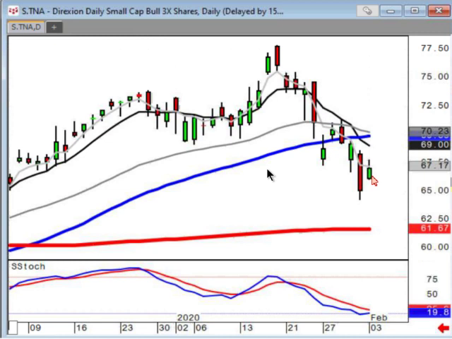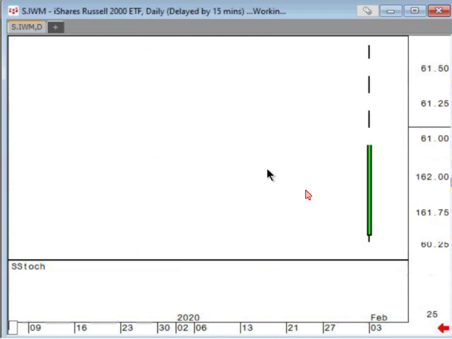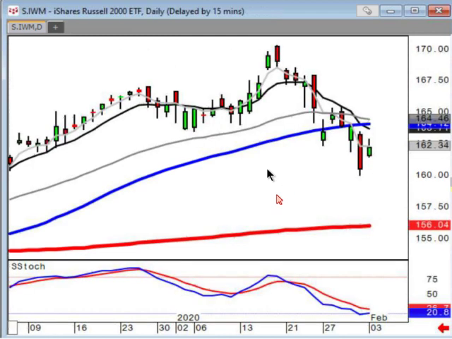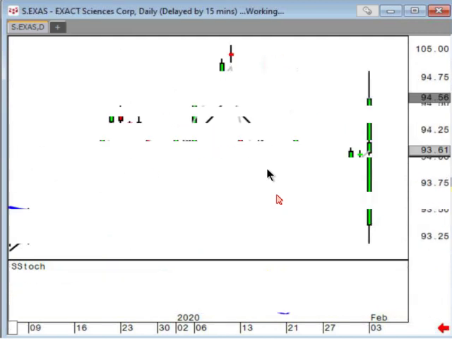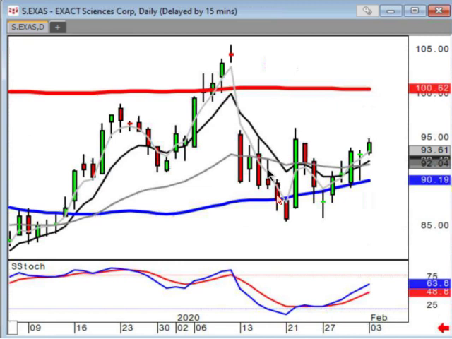Small caps. Russell, bullish Harami. What did the Russell do today? Bullish Harami, yep. So, same scenario as the other indexes. Definitely want to see them open positive and trade positive tomorrow.